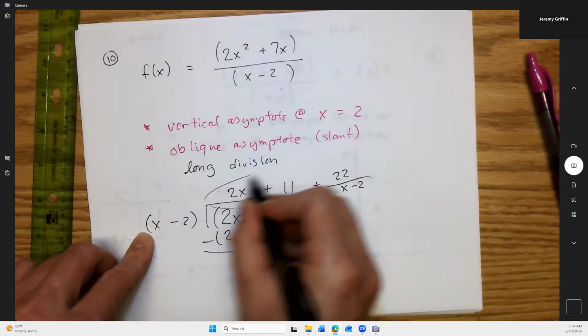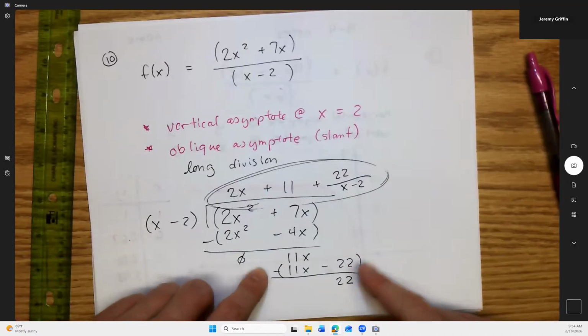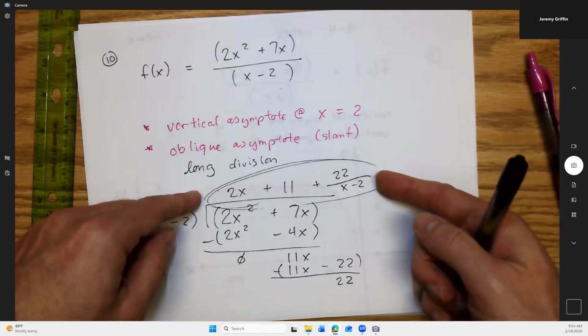So this right here, would it be negative? Well, I'm subtracting a negative. Oh yeah, it's negative. So get that. You guys see that, everything?